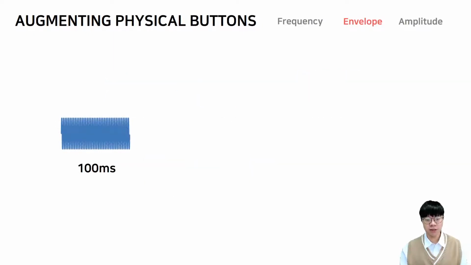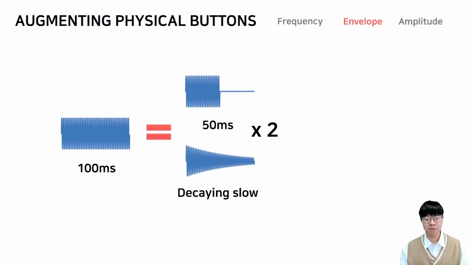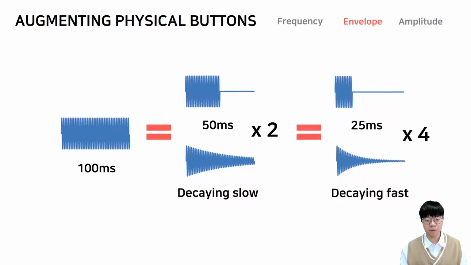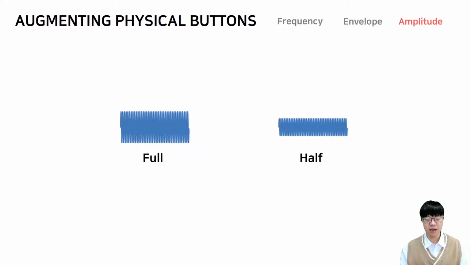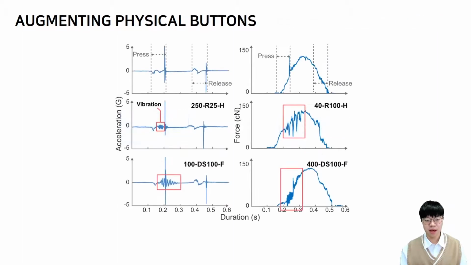We chose 2 values to make the area of the slow decaying envelope half of the rectangular envelope, and that of the fast decaying envelope a quarter of the rectangular one. Lastly, we use two levels of amplitude, full and half. These are an example of our augmentation technique. Here, we visualize the effects using measured acceleration and force profiles.